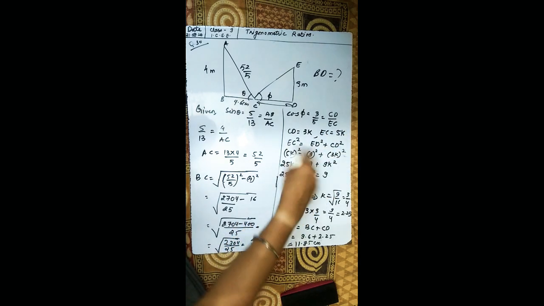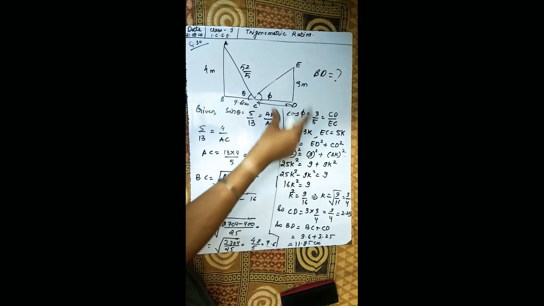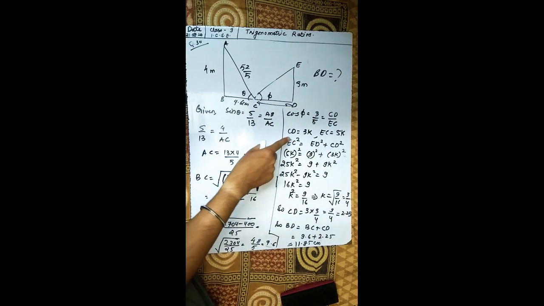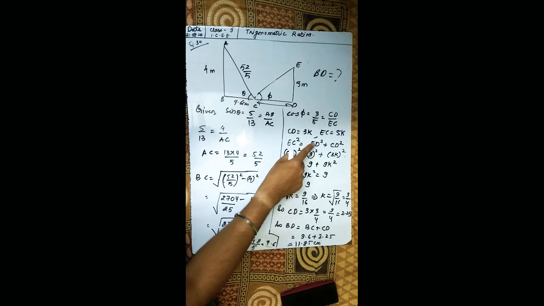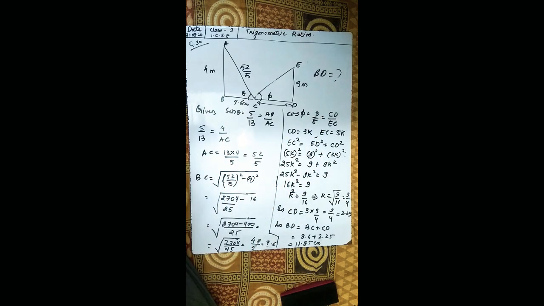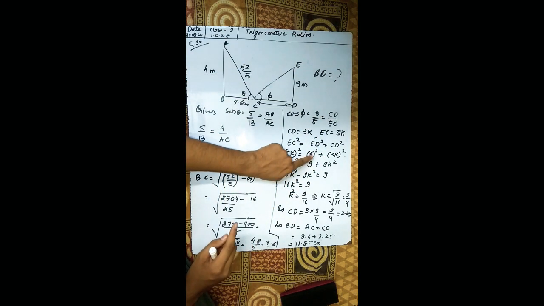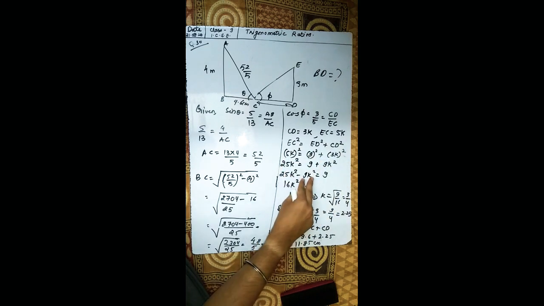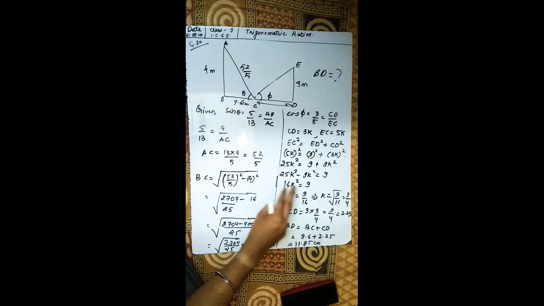Using the PGT here, EC square will be ED square plus CD square. Substituting the values, EC is 5K the whole square, ED is 3 the whole square, plus CD is 3K the whole square. So 25K square equals 9 plus 9K square. Take 9K square here, equal to 9. 16K square equals 9.